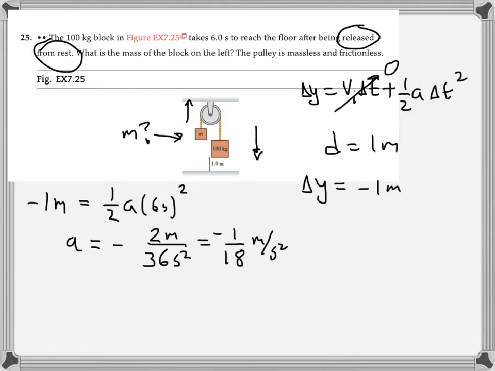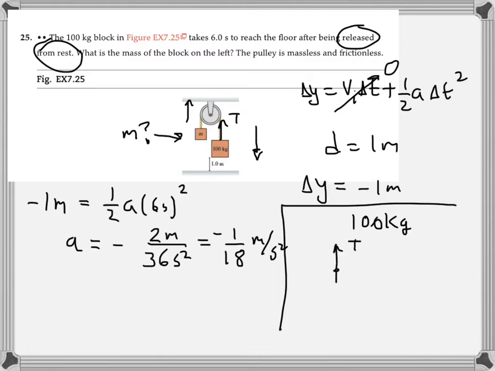All right. I think I would like to calculate the tension in the string also. Before we move on to the lowercase m block, I would like to calculate what's the tension in the rope. So let's take a look at the 100-kilogram block and see what's going on with that one in terms of the forces. For that block, we have the tension and we have the weight, which is mg, and we know that the acceleration is going to be in this direction, and we know how much the acceleration is.